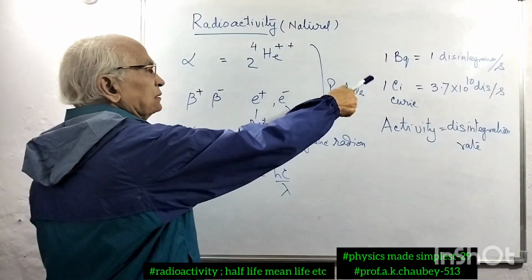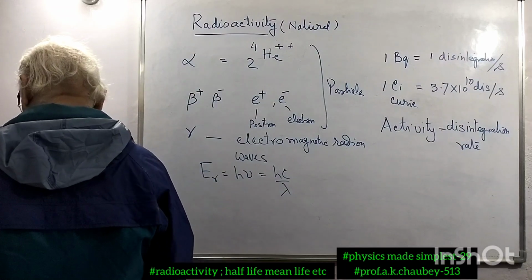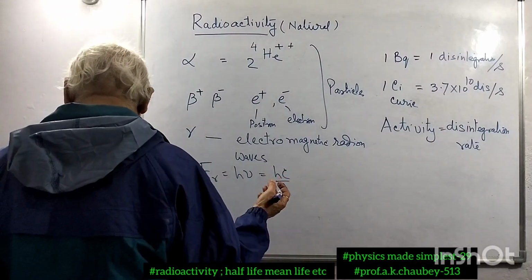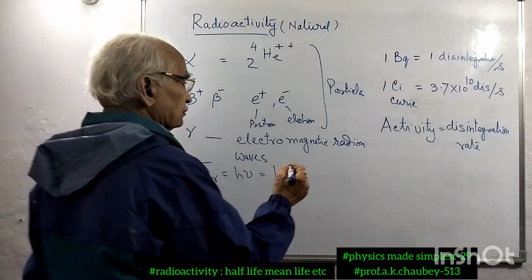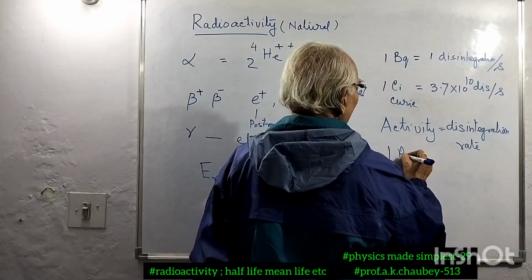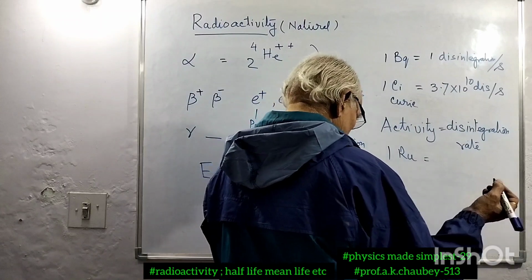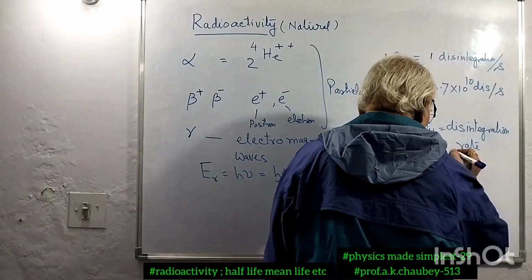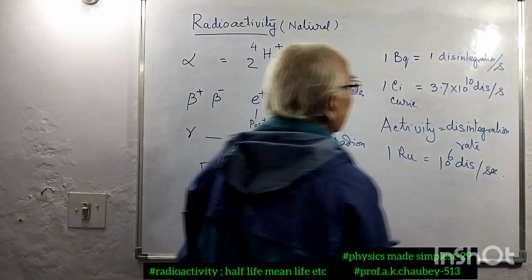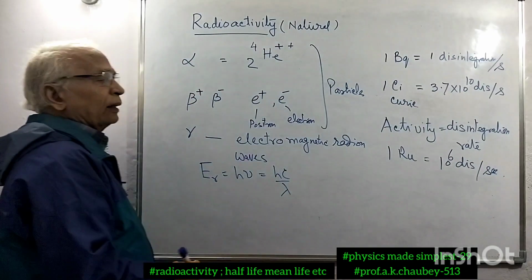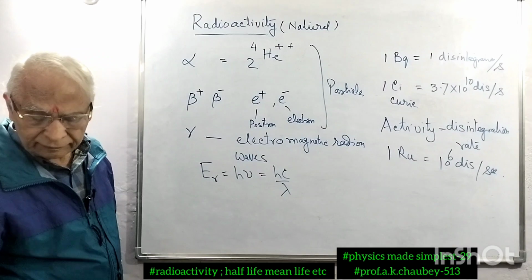Disintegration rate. So these disintegration definitions are Curie and Becquerel. Then there is another one, Rutherford. 1 Rutherford unit is defined as 10 to the power 6 disintegrations per second. So this is another definition. 1 Rutherford activity is called 10 to the power 6 disintegrations per second.